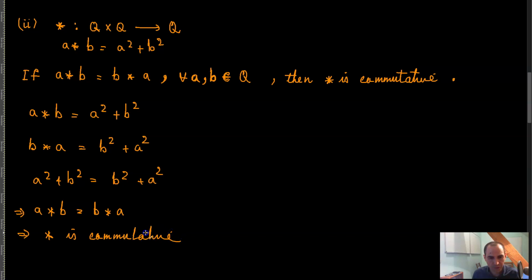And therefore star is commutative, right? So that's basically one part of the question. Another part of the question is that you want to know whether star is associative.